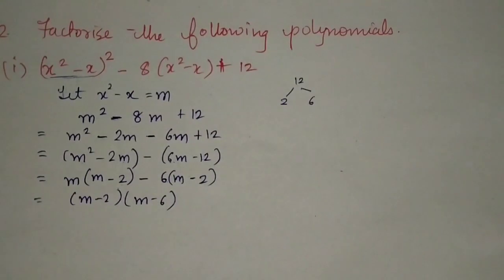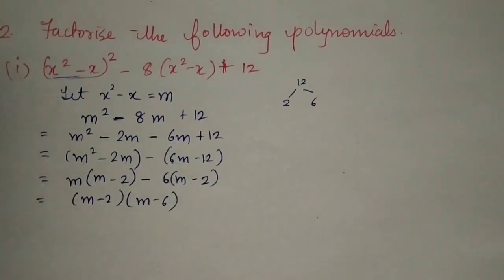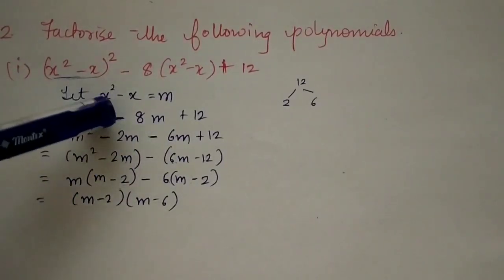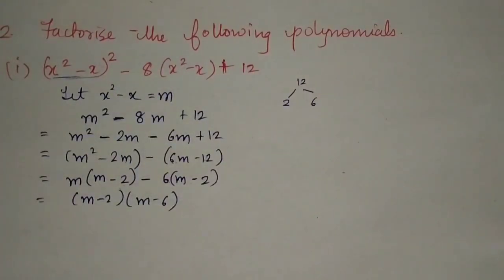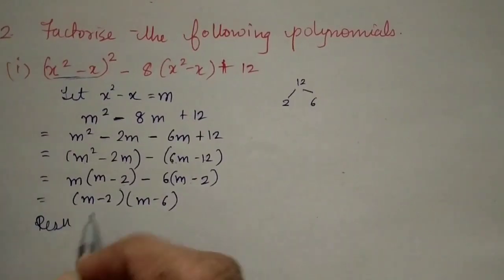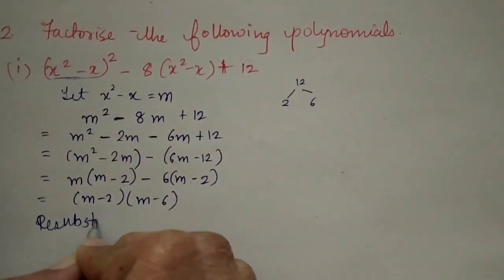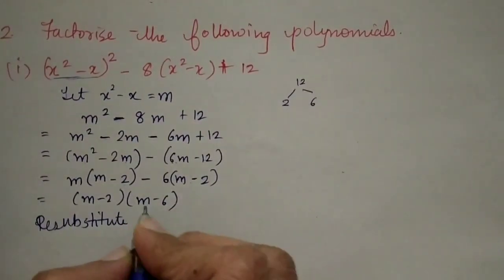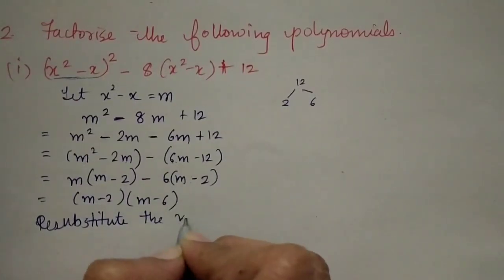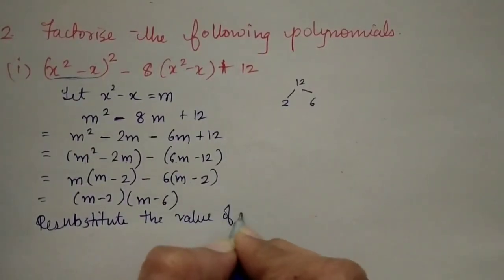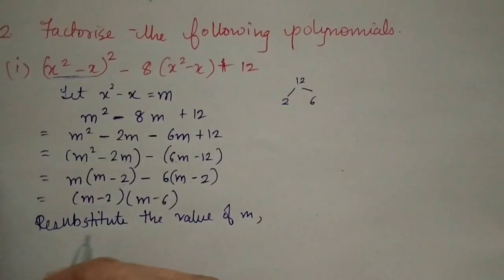Okay, but our work is not done here, children. This is not our answer. Our actual question is in terms of x. So we have to convert this answer to x. So here we had said that x square minus x is m, right? So we'll again resubstitute the value of m.